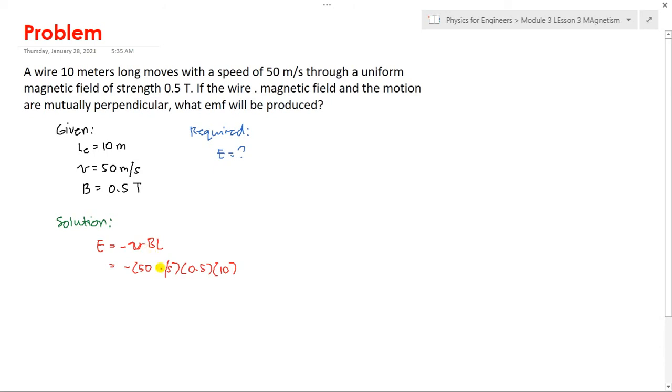Again, the velocity should be in meters per second, the magnetic field in Tesla or Webers per square meter, and the length in meters. So, solving that, the induced voltage is negative 50 times 0.5 times 10, that is negative 250 volts. This means its direction is opposite. Or if you just want to know the magnitude, that is just 250 volts.